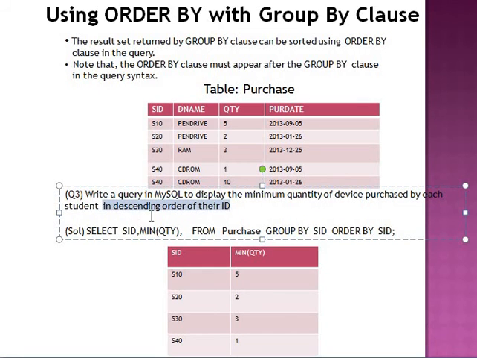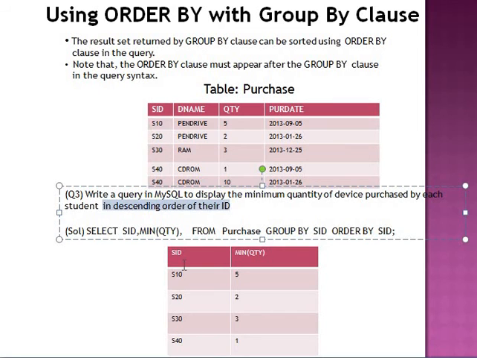Now look at the second part of the question. It says we have to display it in descending order of their ID. Now ID is represented by which column? ID is represented by this SID column. So we have to arrange this SID column in descending order. Remember that if I have to arrange in descending order, I have to arrange from big to small, because in ascending order we arrange from small to big. The opposite will be in descending order. I have to arrange from big to small.